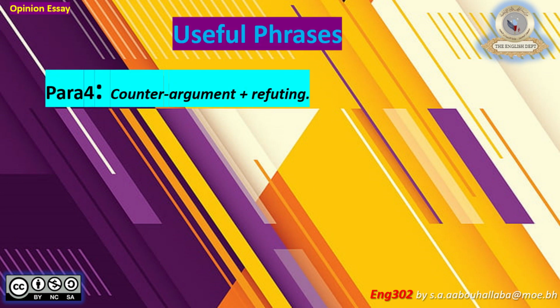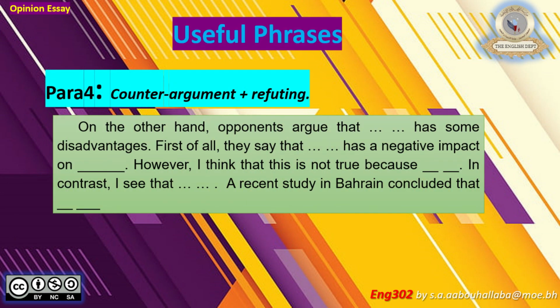Next, paragraph 4, the counter argument and refutation, or refuting. On the other hand, opponents, those people who are against, argue that, what is their argument, the counter argument they have, has some disadvantages. First of all, they say that, what do they say exactly? Has a negative impact on. So here we are going to mention the topic, and then we say what negative impact it has.